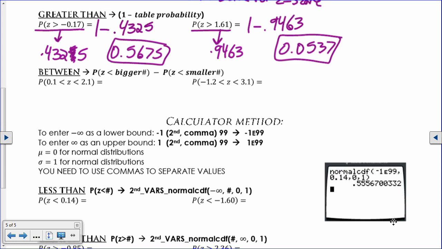Okay? Now, when you have between, it can be a little bit more work. You have 2 different z-scores that you're working with. The way you're going to do this is you're going to do the probability of the z-score for the bigger number, and then subtract away the probability of the z-score for the smaller number. So you have to figure out which one of these is the bigger number. The 2.1. So you want to find the probability of the bigger number first and write that down. So what's the probability for z being less than 2.1?